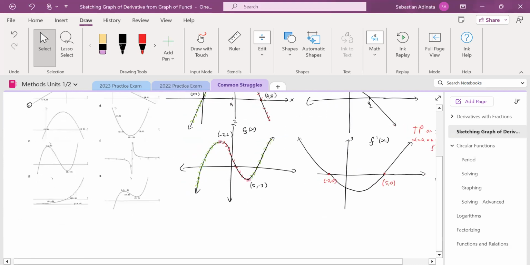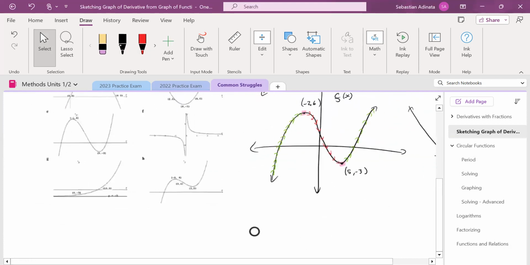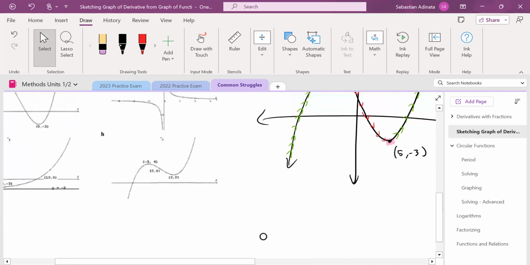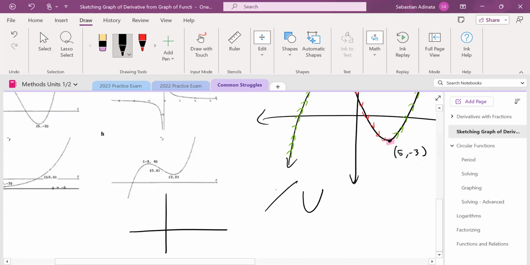Now, these other graphs are slightly different because these aren't parabolas. I'll quickly do H to show you how simple it is with polynomials. So that's straight lines, parabolas, cubics, quartics even. And we'll get into the other stuff later.